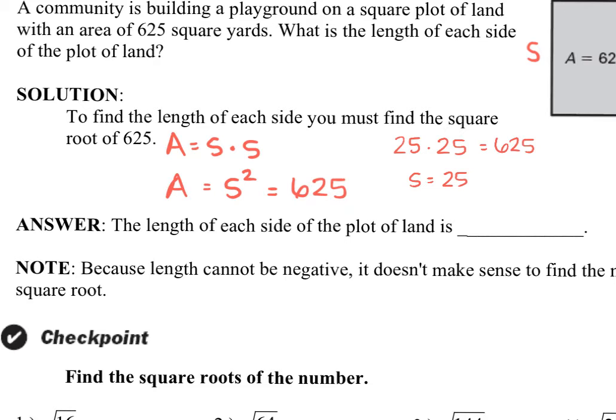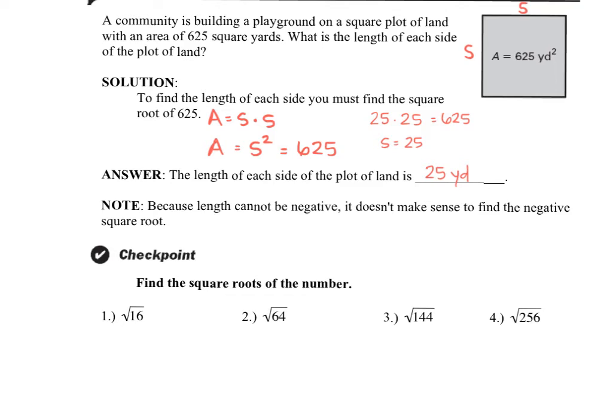Now, we just talked about how the square root of 625 could be positive or negative, but we know that distance can't be negative, and so therefore this would have to just be 25 yards. Now, we're going to look at equations in more detail in just a minute. But for right now, you could see that we could find the side length by figuring out what number times itself would equal the area.